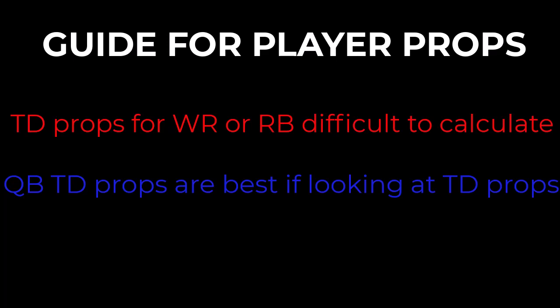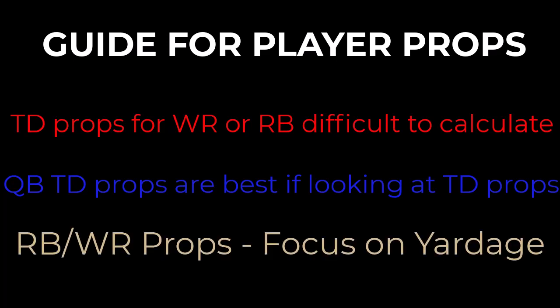One thing, TD props we think should be avoided, especially for wide receivers and running backs. It's difficult to calculate who's going to get the ball. For quarterbacks, maybe, but we still think you're better off looking at yardage. Then you look at running back and wide receiver. Also focus on yardage. Look for ideal matchups. Look at averages, offense and defense, and we'll show you how to do that here in a second.